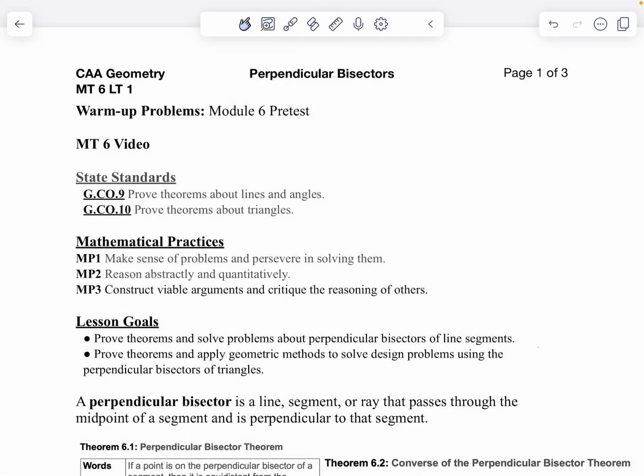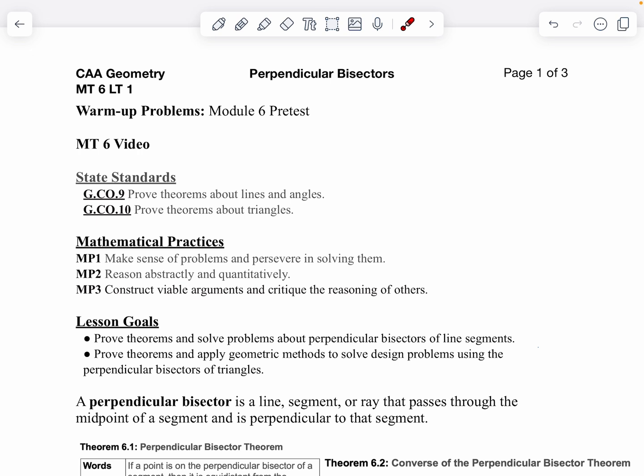Before we start on the seminar, I want you to go to your assignments. Find the Module 6 pretest and complete it to see what you know and give you an idea of what we're going to learn. Also, if you go into the textbook, into the launch section of MT6, you can find the video explaining what we're going to be learning.